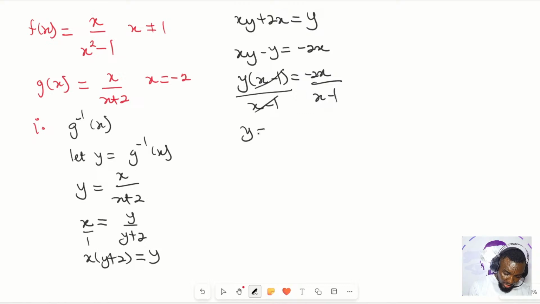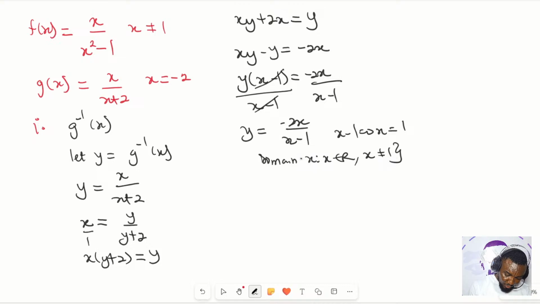Then we have y equal to minus 2x all over x minus 1. Now remember that it's important to state the domain of this function as part of the solution when you are finding the inverse. So we can say that the domain is x such that x is a member of all real numbers. When we equate x minus 1 to 0, we get x is equal to 1. So x is not equal to what? 1, or except x is equal to 1.